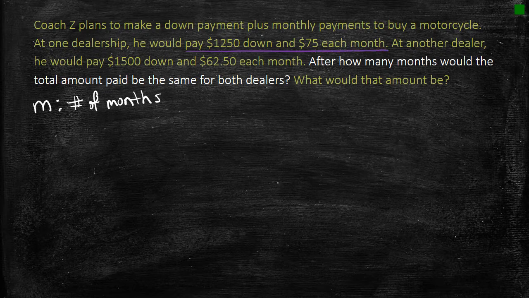So I'm going to write an expression to represent that. For dealership 1, I'm just going to abbreviate and say dealership 1. He is going to give them $1,250 first, and he's going to give them $75 each month. And I know that each month it's going to be plus 75, plus 75, plus 75. Therefore, the M has to be multiplied by the 75.